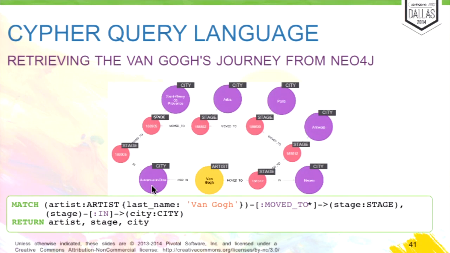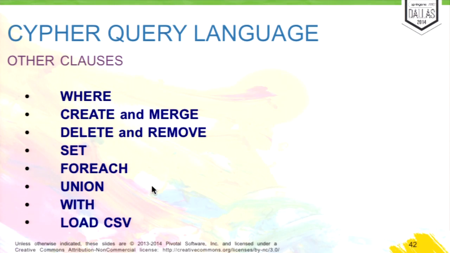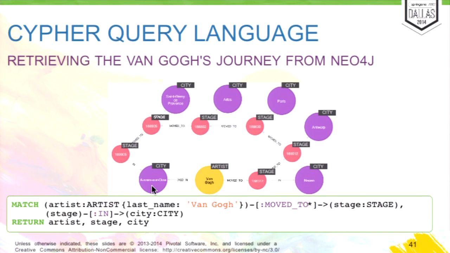So, for example, we can query the system with a statement to say: retrieve the artist, who is called Van Gogh, and all of the stages and the city where he went, and then return the artist, the stage, and the city.